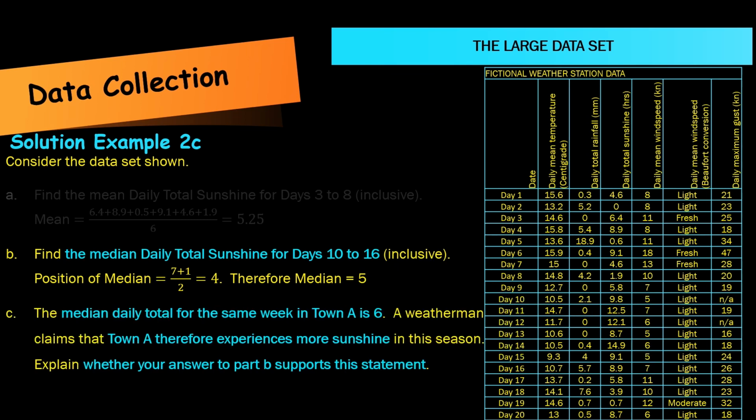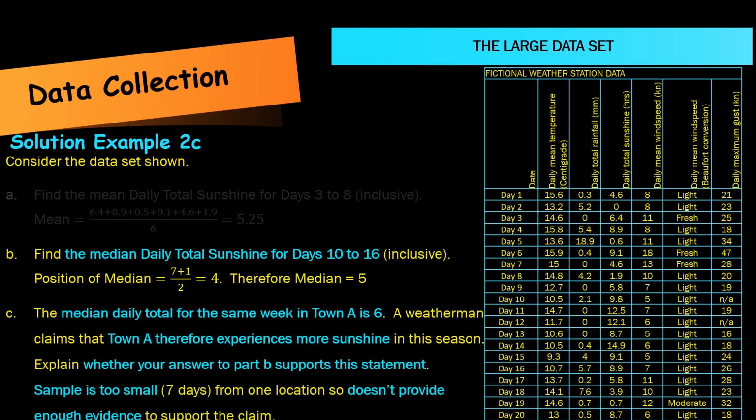Now let's have a go at 2 part C. The median daily total for the same week in Town A is 6. A weatherman claims that Town A therefore experiences more sunshine in this season. Explain whether your answer to part B supports this statement. So let's consider this. Now the sample is extremely small. It's only 7 days from one location, so it doesn't really provide enough evidence to support the claim.